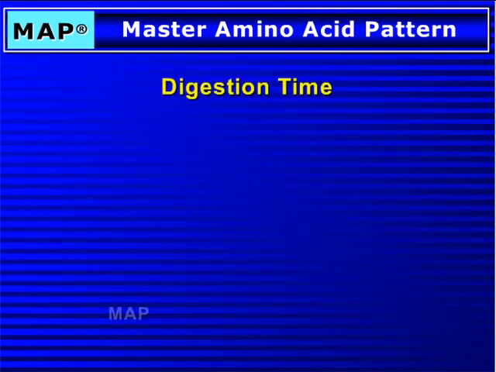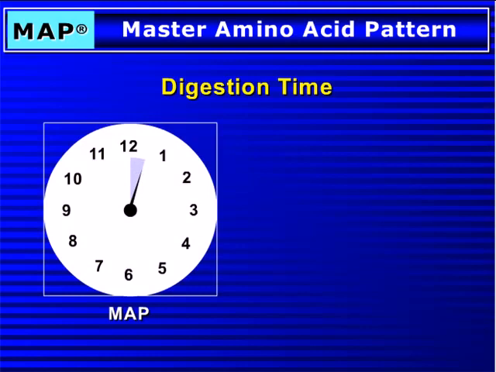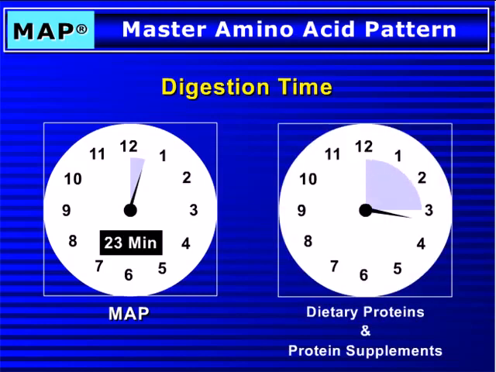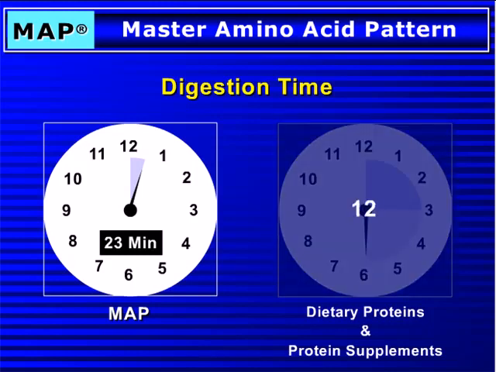Digestion time. Maap is absorbed in the small intestine within 23 minutes from its ingestion. By comparison, dietary proteins and protein supplements need from 3 to 6 hours to be digested. This is 6 to 12 times longer compared to Maap.